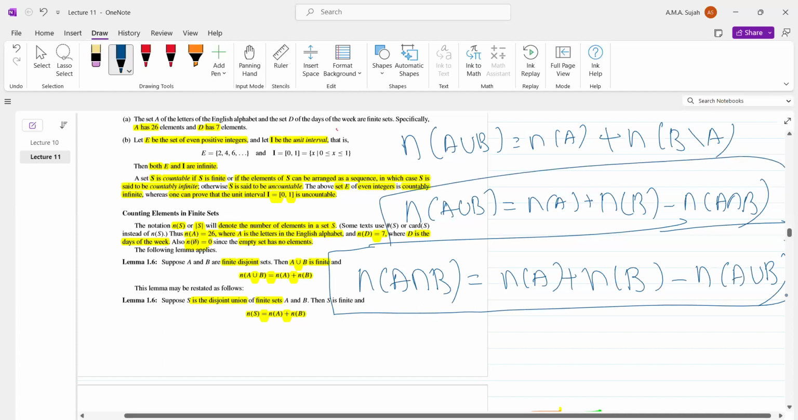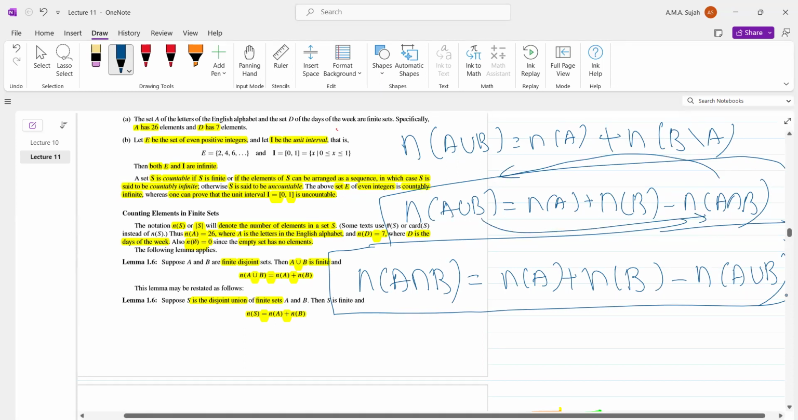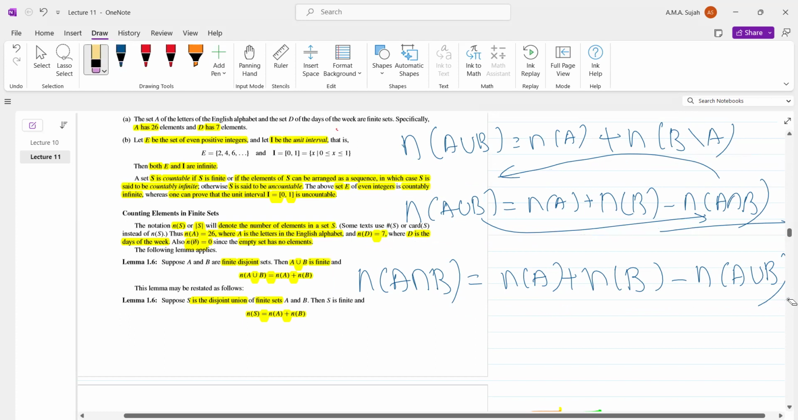From this equation, number of A union B is equal to number of A plus number of B minus number of A intersection B. If I move this one here and this one here, number of A intersection B is equal to number of A plus number of B minus number of A union B, right? So depending on your requirements, you can change the subject, right?